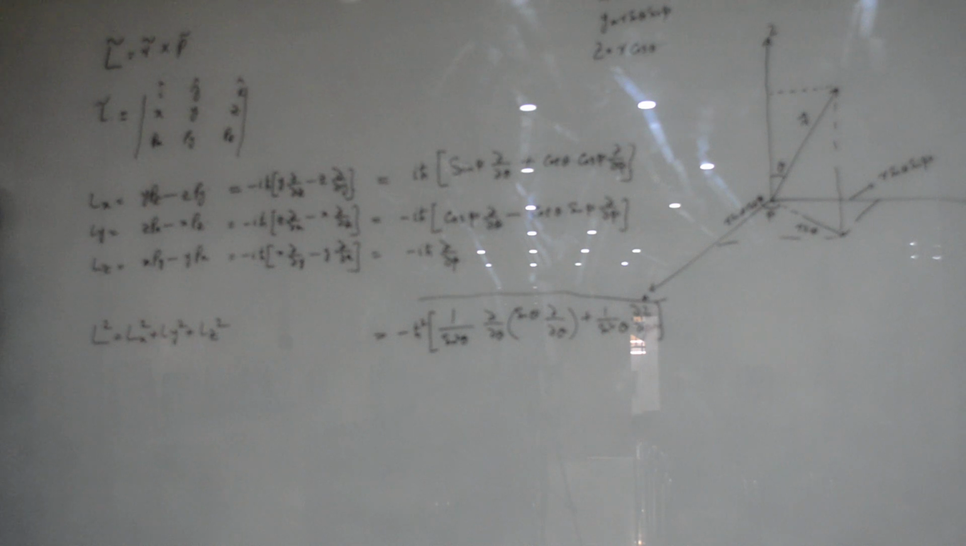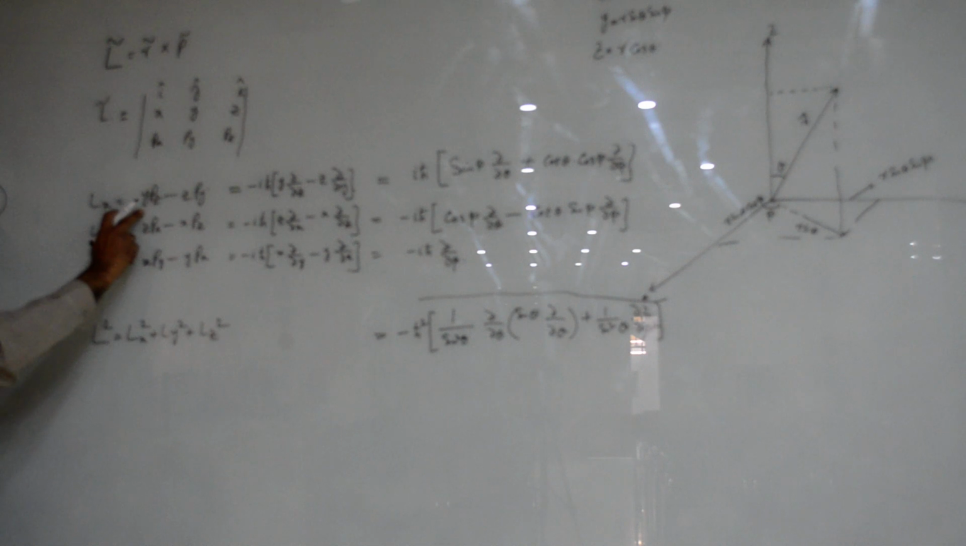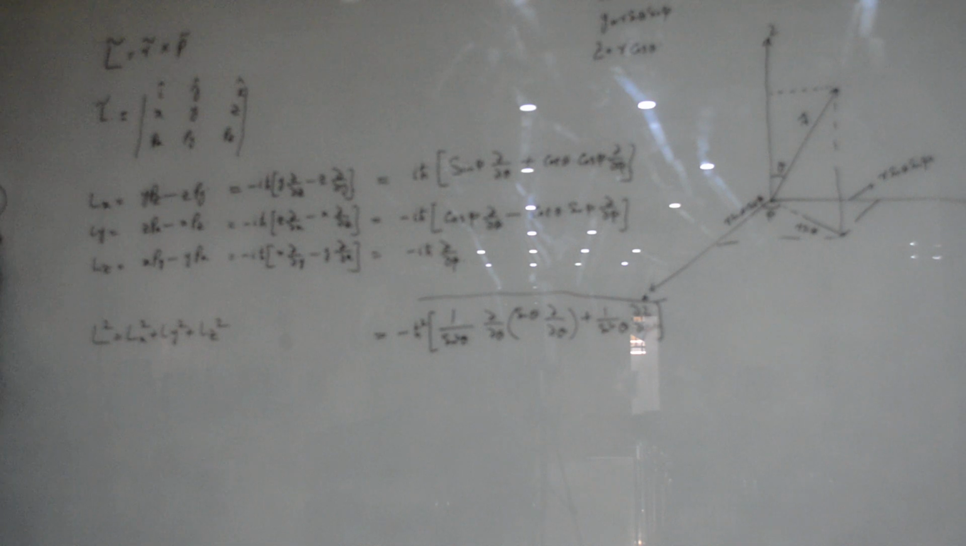So you have to go, when it is x, next is y, and next is z, and then again x. So when you say Lx, it will be ypz minus zpy. Ly will be equal to zpx minus xpz, and Lz will be equal to xpy minus ypx. So you have to maintain this cyclic order.